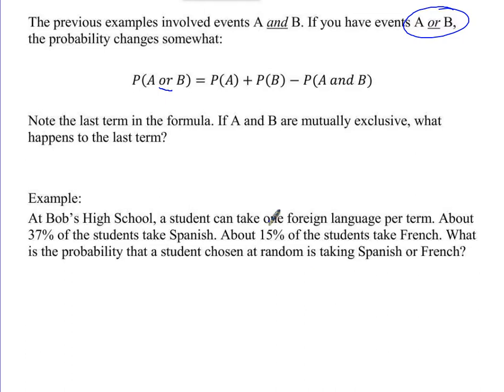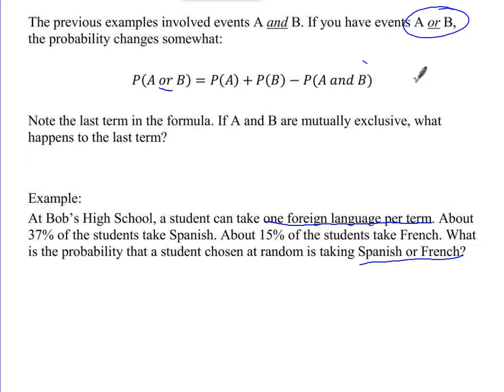That's right. It says only one foreign language per term. So these are mutually exclusive events. But I am looking for Spanish or French, which means I'm using this formula right here. What happens to this term? Goes away. They're mutually exclusive events.